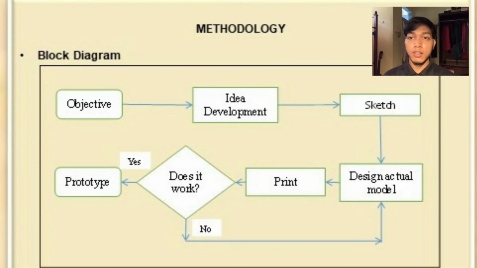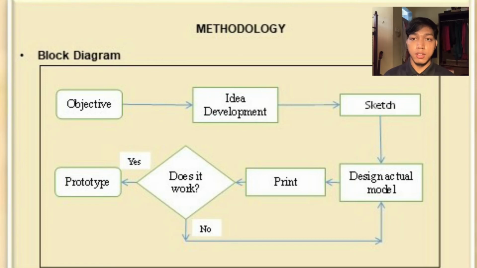After we get the idea, we sketch the model to know the actual parameters for the inkjet printer, and after that we execute the project by designing the actual base model from the sketch. And we check whether the model satisfies the objective of the project. If the model satisfies the objective and criteria of the project, we proceed with the prototype. If not, we go through the process again and make the prototype again. This is for the methodology.